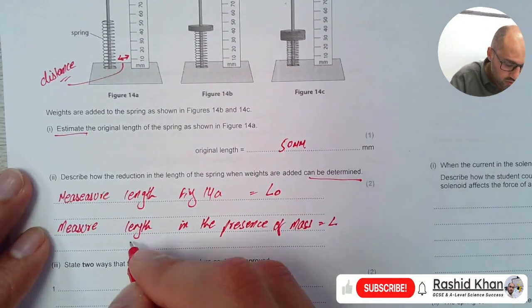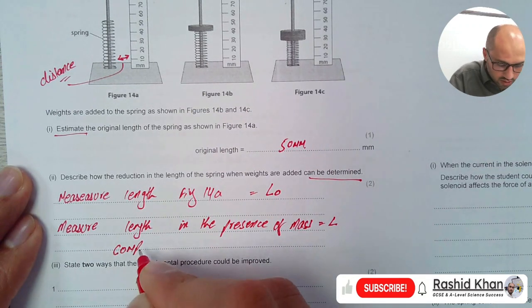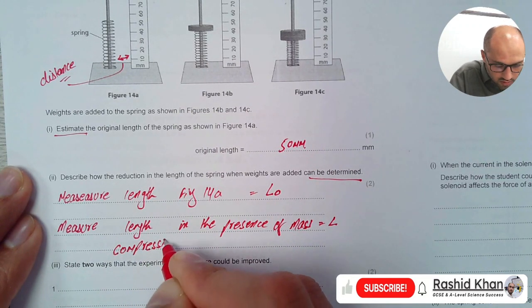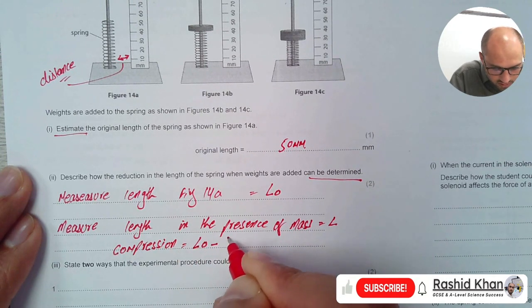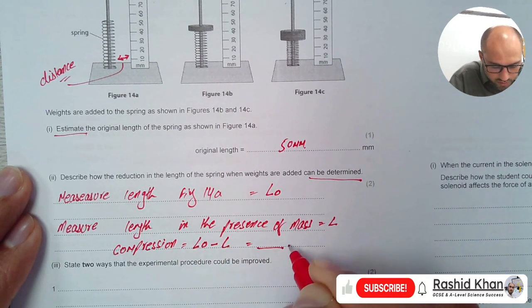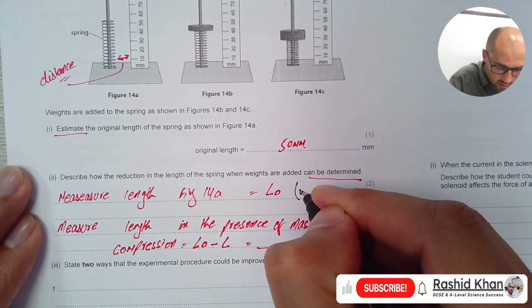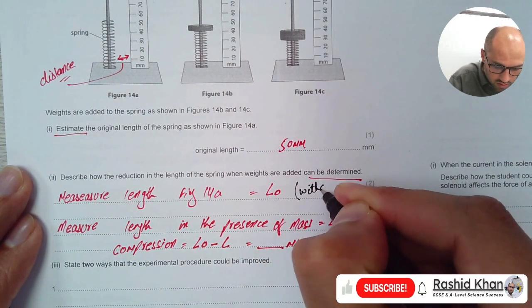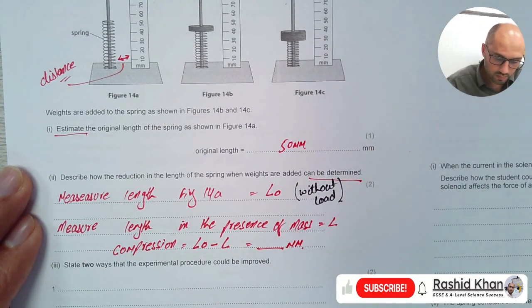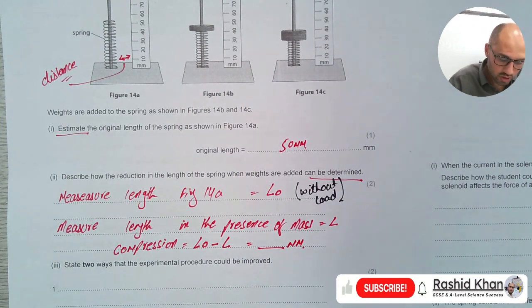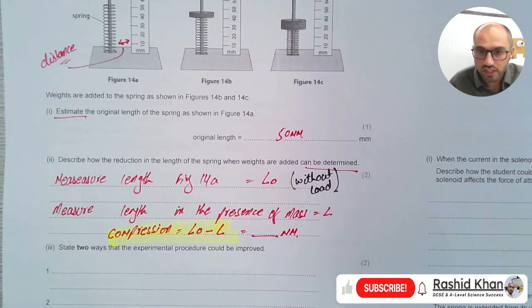And then to work out compression, I'll do L naught minus L, and this will give me the value of compression in millimeters. We can add a bit more information here. This is without load. So just remember the concept. You have to measure two lengths to work out the extension or compression.